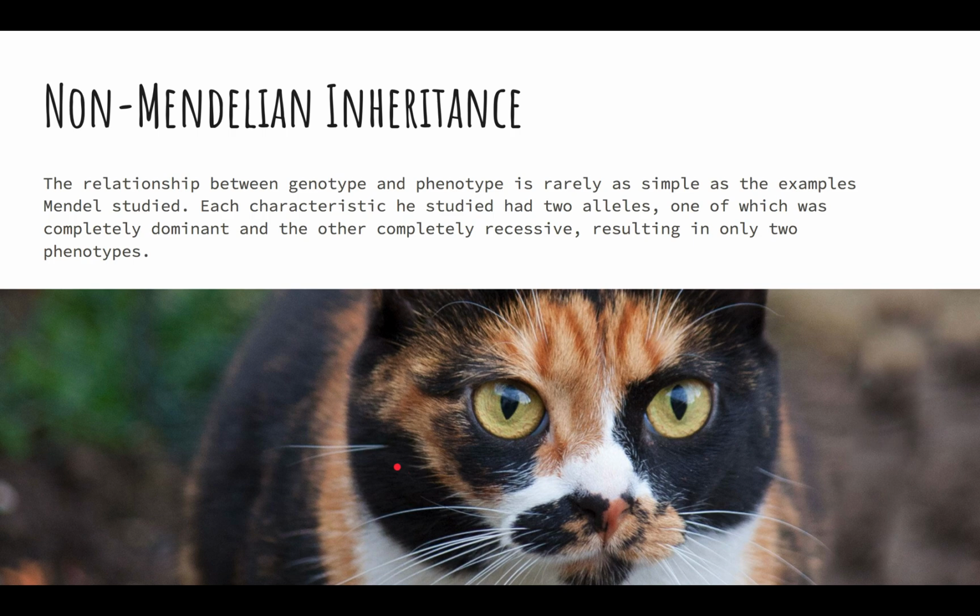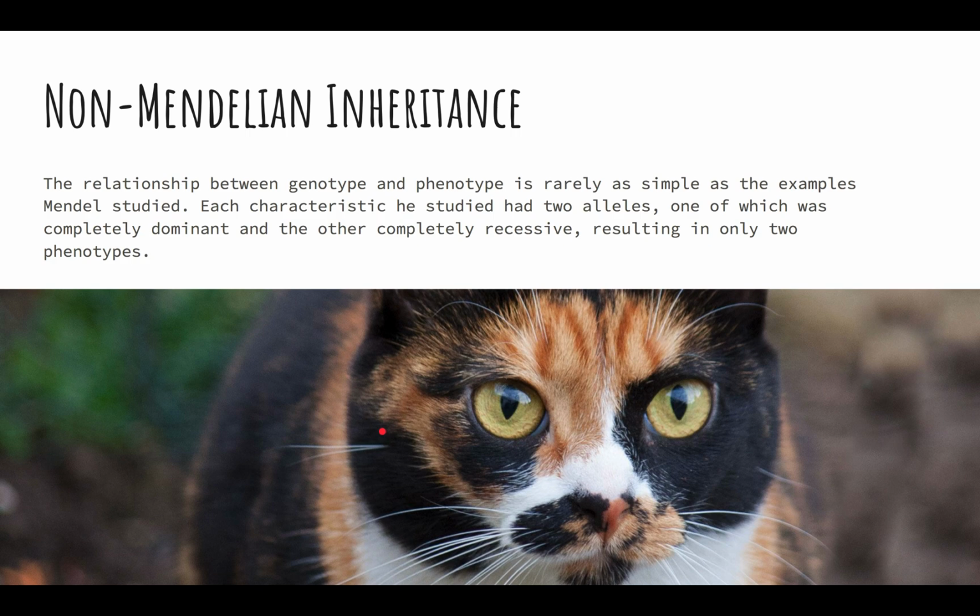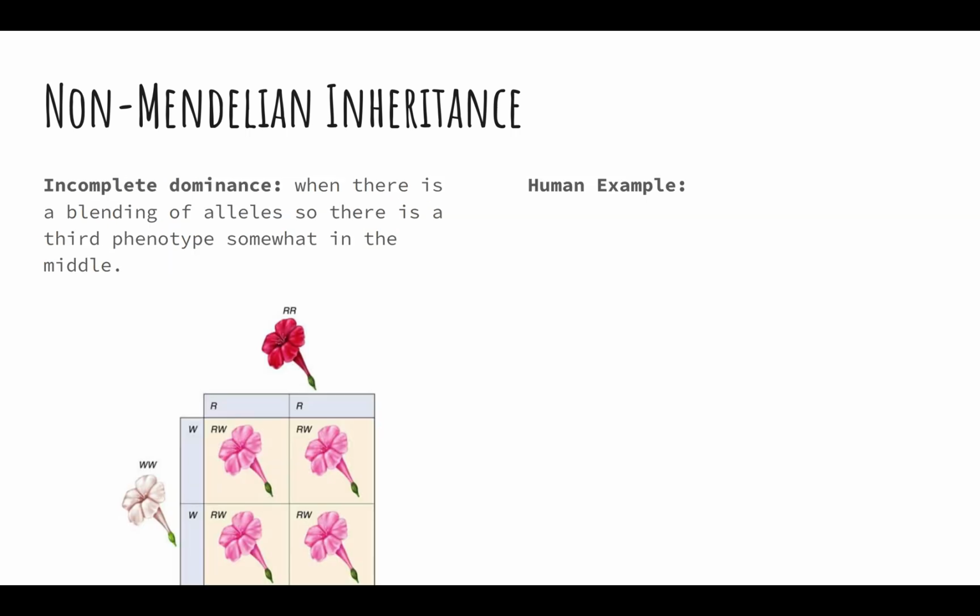And as you see in this picture here, if you know your cat breeds, you might see that this cat looks like it has a little bit of tabby and then a little bit of some other types of cat mixed in. And you're seeing multiple traits, multiple patterns on one animal. Pretty interesting. So let's talk about what is non-Mendelian.